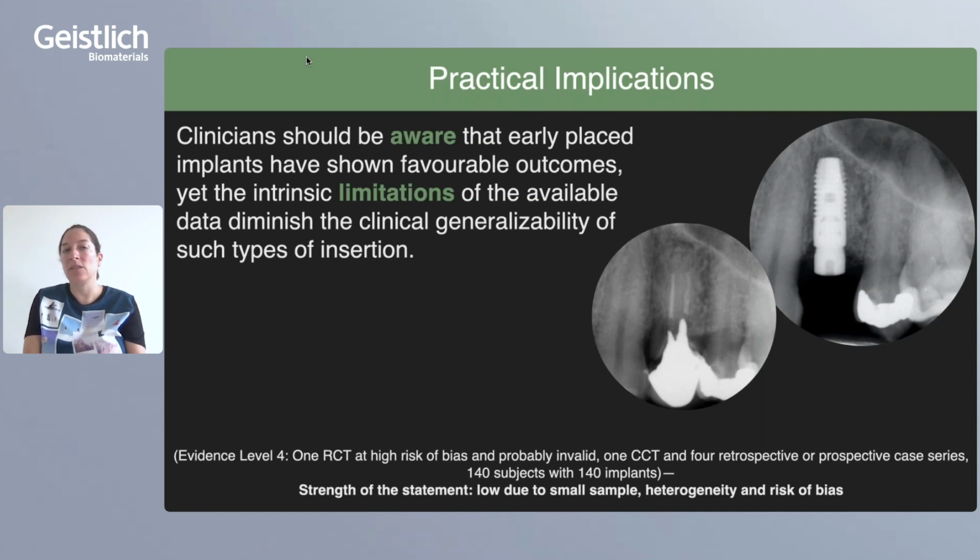So practical implications: you as a clinician should be aware that early placed implants can show favorable outcomes, but the limitations of the available data diminish the outcomes. So this has to really be stressed. And this can also be seen in the evidence level, which is only a 4 for this systematic review, and the strength of the statement is low due to the small sample size, the heterogeneity, and the risk of bias.